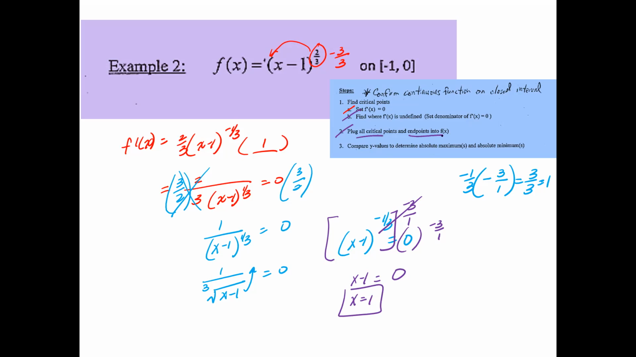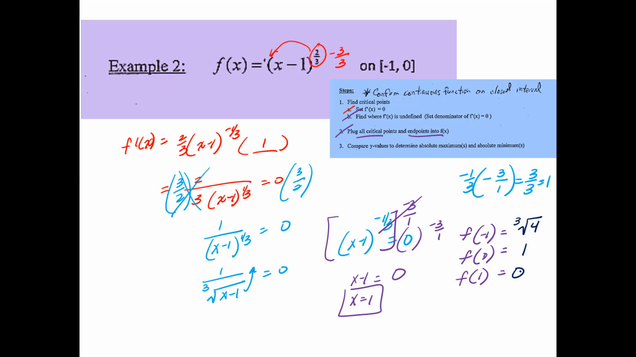Step 2, plug all the critical points and endpoints into f of x. So I have f of negative 1, which is an endpoint, f of 0, which is an endpoint, and then also f of 1. So use your graphing calculator, do the second calc option. You will find out that when x is at negative 1, you have the cube root of 4. And then when you put in 0, you have a 1. And then when you have f of 1, you have a 0.